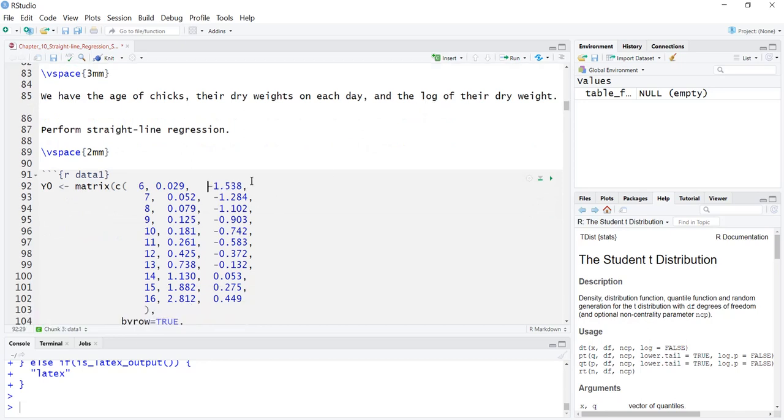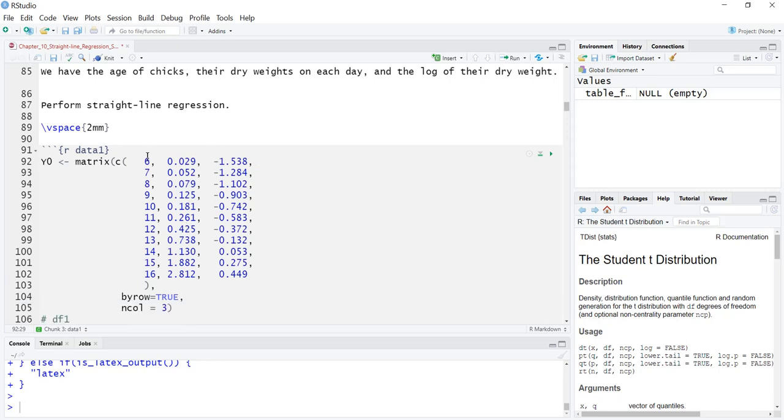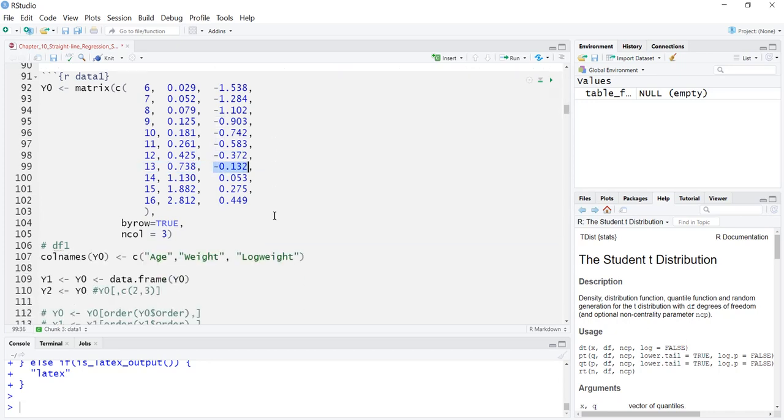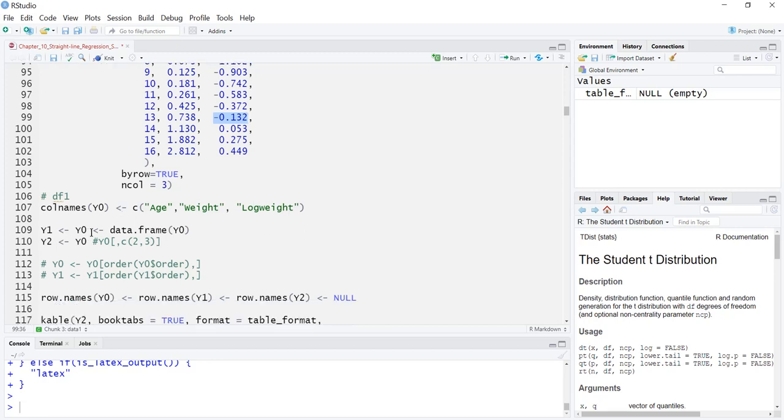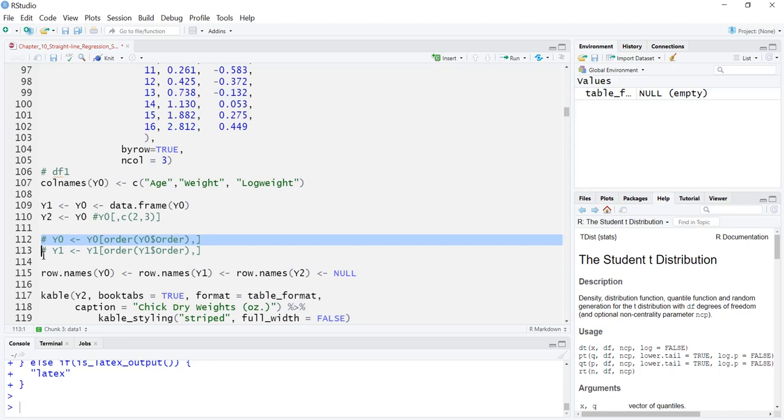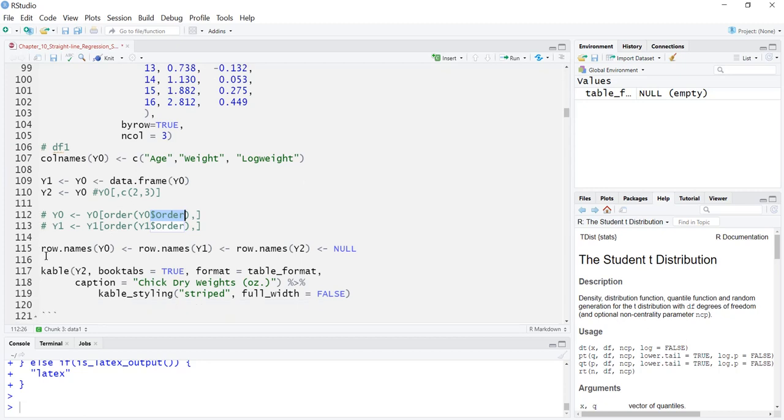So this is not lined up as well as I had hoped, but that's okay. It's just formatting. We have the days in the first column, the weight in ounces, and then the log of that weight. So anything that's less than 1, when we take the log of it, it becomes negative. We've got our column names here, and we don't have a column for order, so we have commented out these two lines that order it based on that variable. If you did have the order, you could uncomment these and use those.